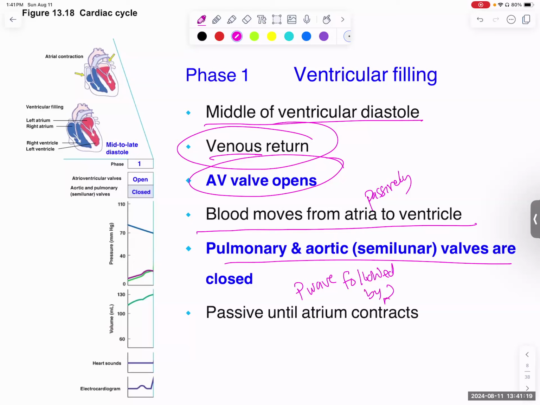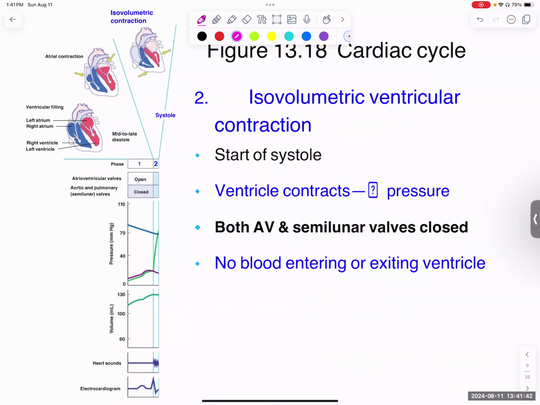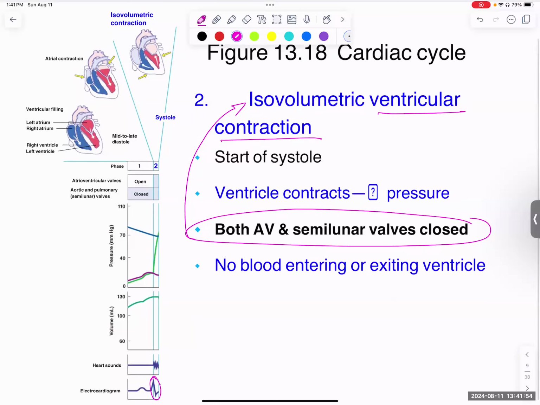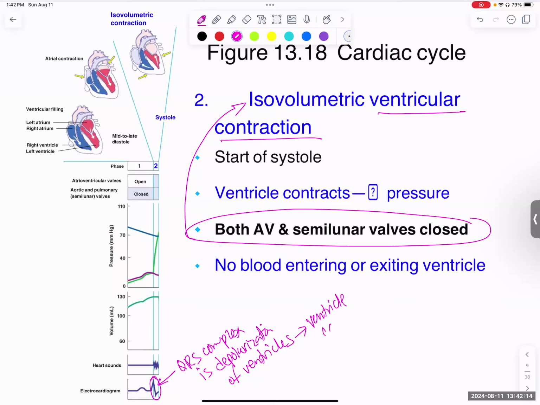followed by atrial contraction. So P wave, atria is depolarizing, and then muscle contraction follows. So you have atrial wall contracting. AV valves and semilunar valves are both closed. That's why it's isovolumetric, but the ventricle is contracting, right? Because as we see here, QRS complex is depolarization of the ventricles. And what follows depolarization? Ventricle contracting.